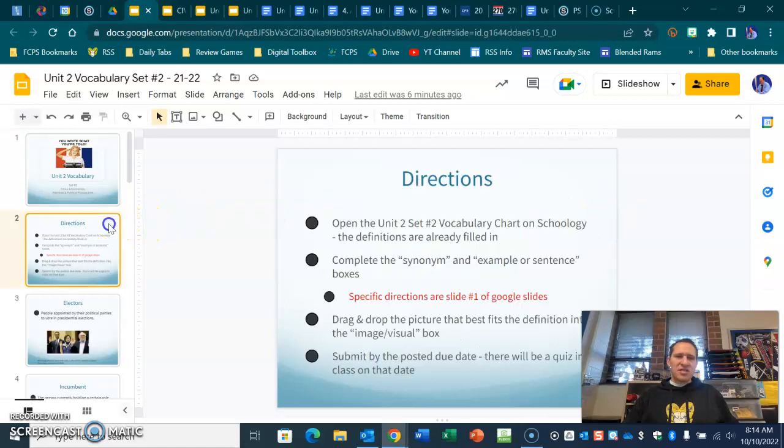And just like the last vocab set, you're going to open up the Google Slides presentation that I shared with you. The definitions are already filled in. You're going to have to create your own synonym or a word to help you remember it, or phrase. You're going to have to create an example or a sentence using the word accurately. It's probably easier to do an example, but you can also write it in a sentence. And then the images, you're going to drag and drop the correct one. There's either 3 or 4 on each slide that matches the word. They're different from the ones in this presentation, but similar enough. And then make sure you submit it by the day of the quiz that will be posted to Schoology. And you'll see that on the right column of Schoology once this assignment goes live.